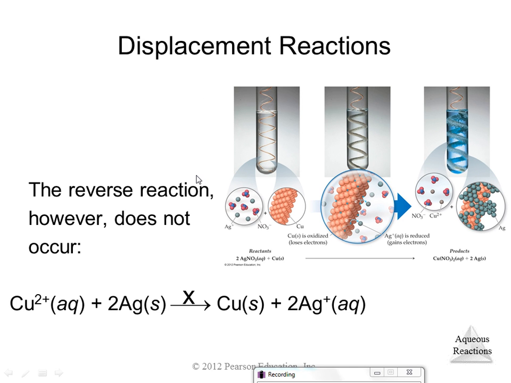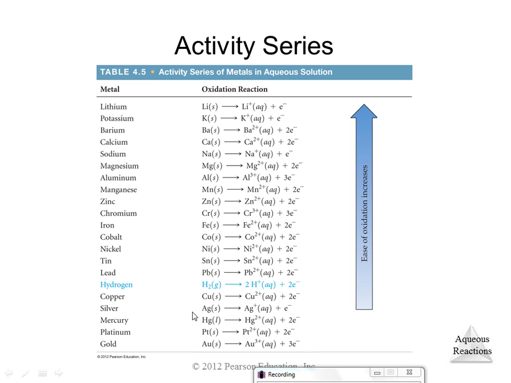Now, this will not occur. If we have copper ions and silver metal, silver will not replace copper. The reason is silver does not want to lose electrons very readily. It's very stable. So if it doesn't want to readily lose its electrons, it's not going to do the replacement. That's why you see this big X right here.